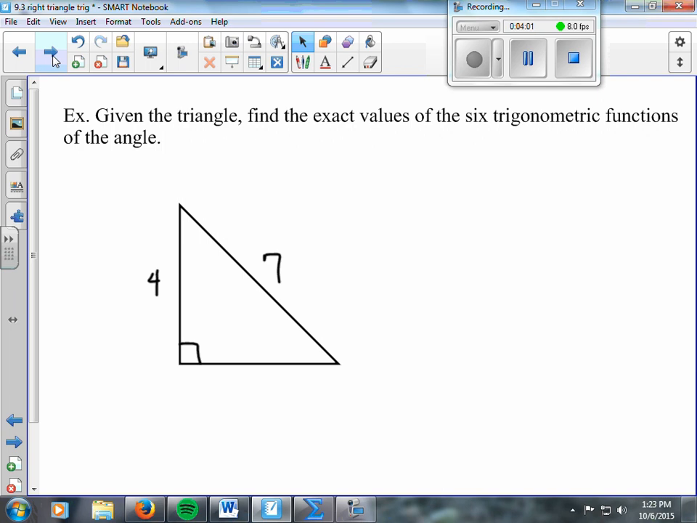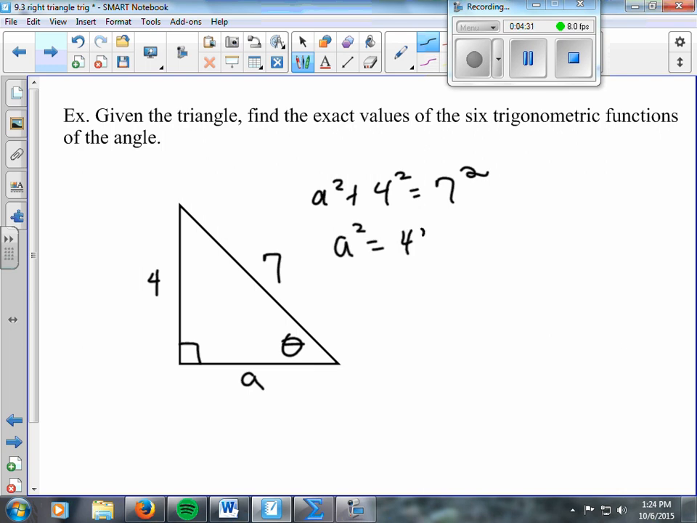Okay, here's our first example. I'm going to give you part of a right triangle and ask you to evaluate the 6 trig functions at this angle. So let's make the angle here theta. So here's a right triangle. I have one leg of length 4 and the hypotenuse of length 7. We're going to figure out the other leg side. So let me call that A. So A squared plus 4 squared equals 7 squared. So A squared is 49 minus 16, which is 33. And so A is the square root of 33. So A equals radical 33.